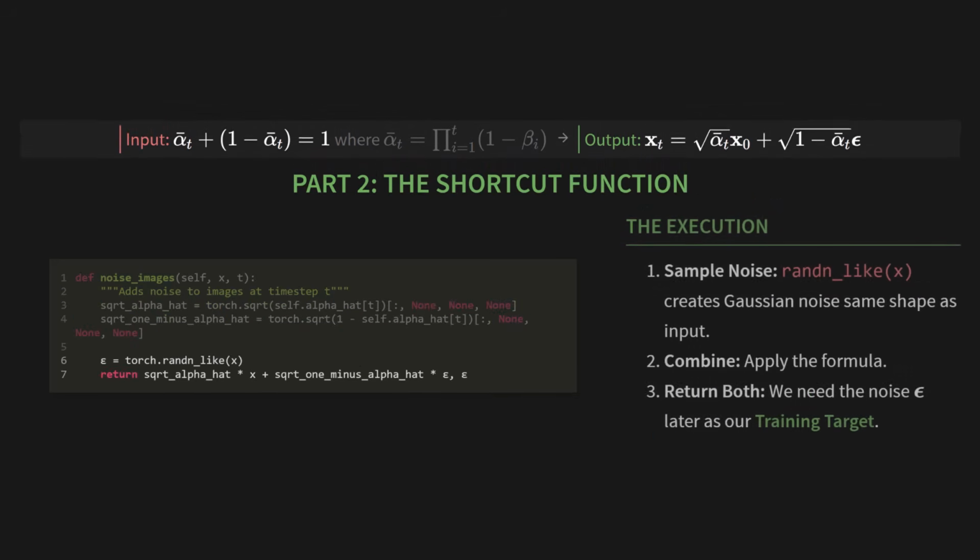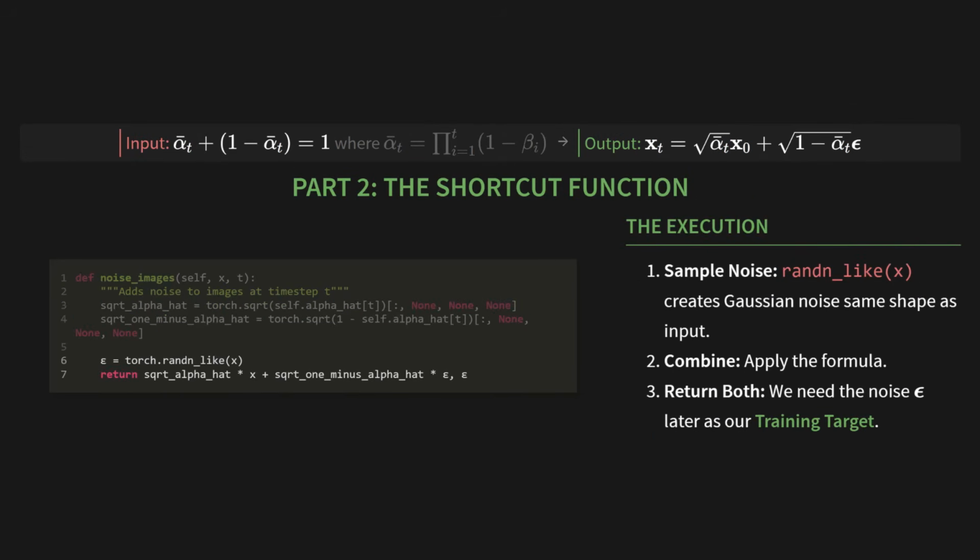Okay, with that reshaping handled, the rest is super straightforward. We sample our noise, epsilon, using torch.randn_like of x. This is a fantastic function that creates Gaussian noise with the exact same shape as our input images. No guesswork needed. Then we just apply the formula: sqrt alpha hat times x plus sqrt 1 minus alpha hat times epsilon. Finally, notice we return both the noised image and the original noise, epsilon, that we used. This is critical. That noise, epsilon, is our ground truth. It's the target that our UNet model will be trained to predict.